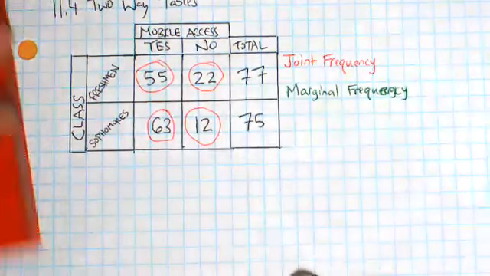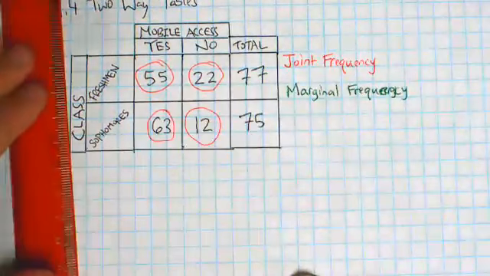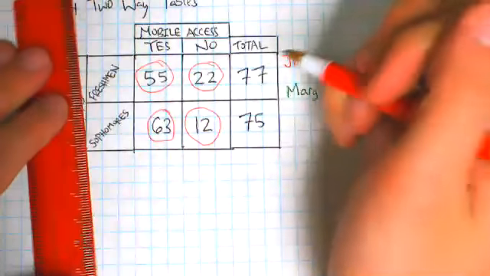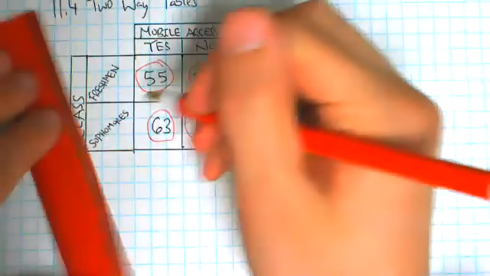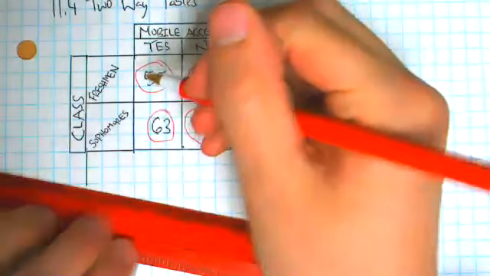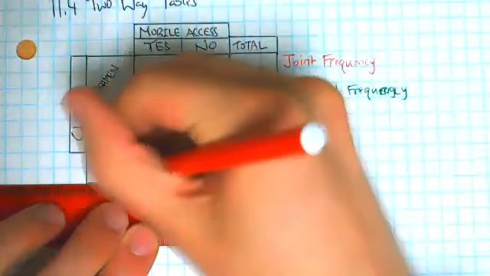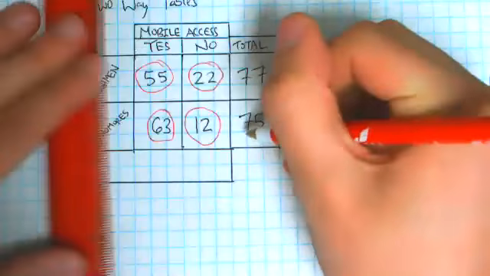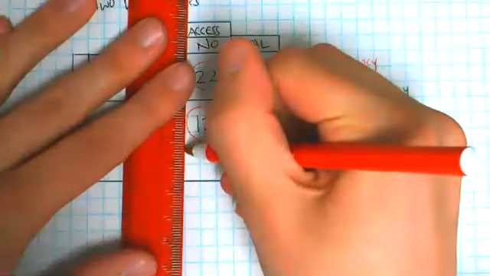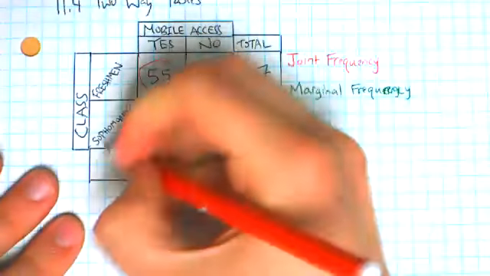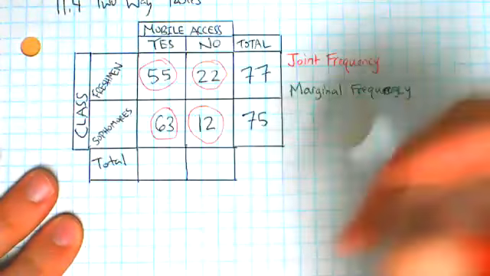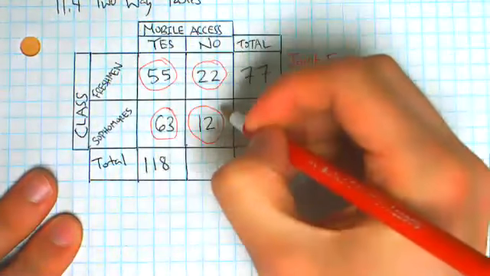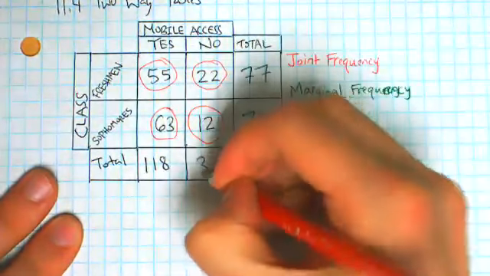And then we're going to do the same thing on the bottom here. I was hesitating trying to decide how large I wanted to make it. We're going to make it a little bit smaller in size than the other one. But this one too is also a total. It's 55 plus 63, which is 118, and 22 plus 12, which is 34.